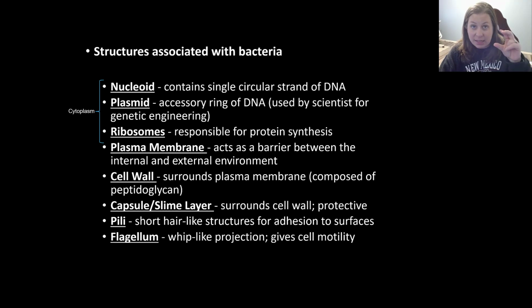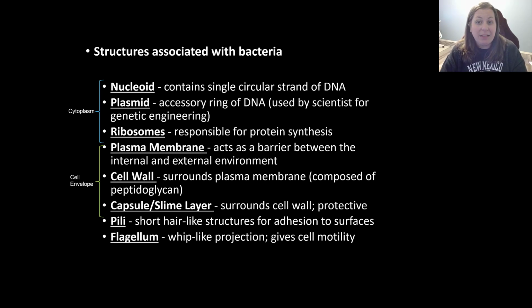The next set of structures are found in what we call the cell envelope. Okay, so an envelope protects a letter, like it protects it. It also hides it. It keeps it protected. So the envelope here is going to protect the bacteria. And the first part of this envelope is called the plasma membrane.